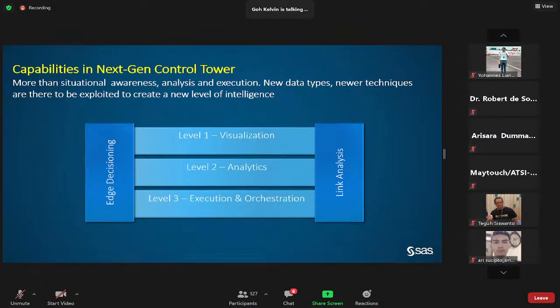From a control tower angle itself, we'll say that first and foremost, the first 3 levels are well documented and we think that it's important. But there are 2 more capabilities that are going to be very useful. One is the idea of IoT and edge decisioning. The second idea is link analysis, where you understand the effect of relationship in a network, and use it to perform investigation and retrospective actions.